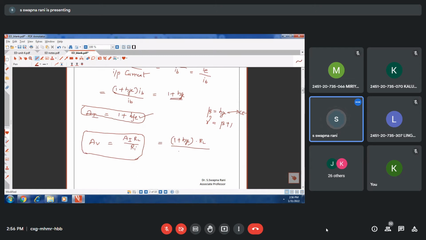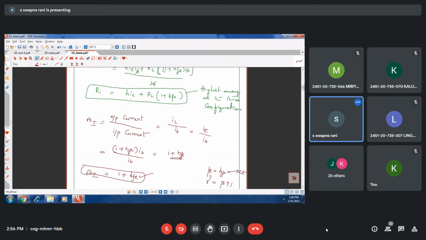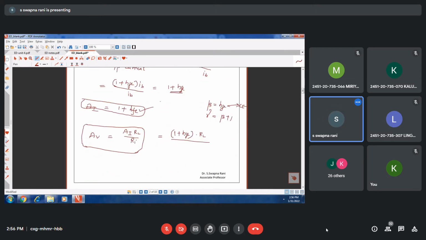What is Ri? Ri is HIE plus 1 plus HFE into RL. HIE plus 1 plus HFE into RL.